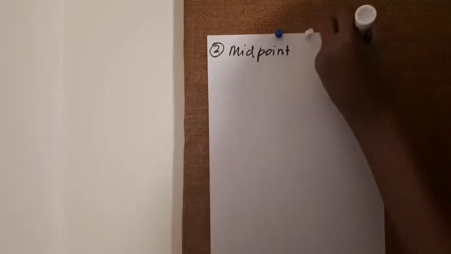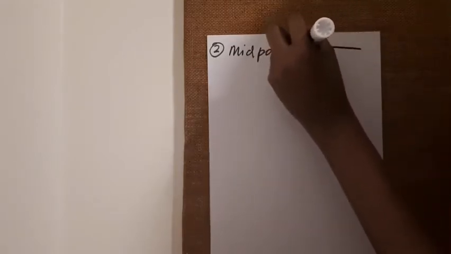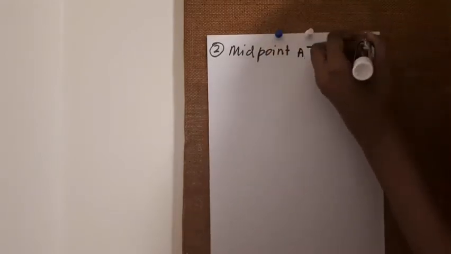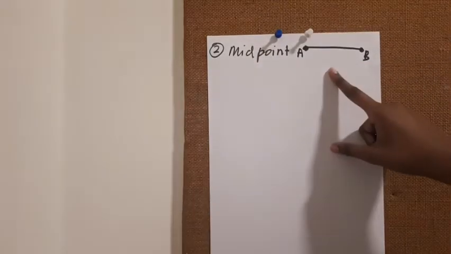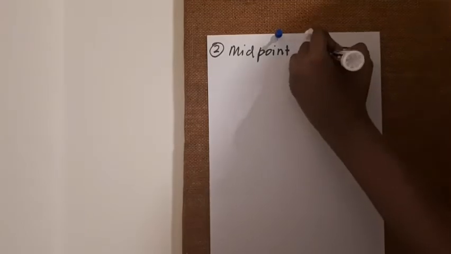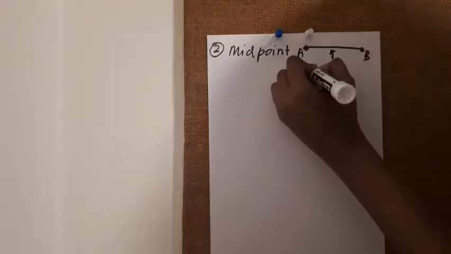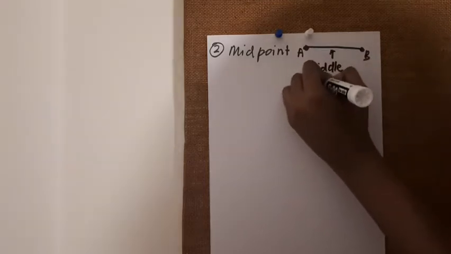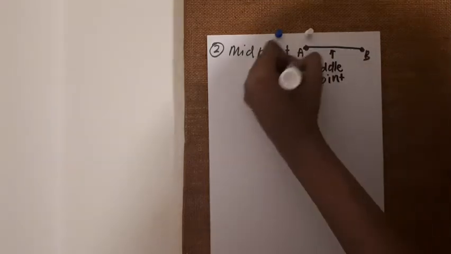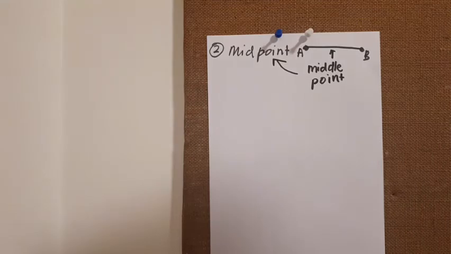What is midpoint? So we have a straight line, again A and B, and these two are 2 points. Midpoint is the point that is in the middle. Middle point is actually midpoint. The short form of middle point is midpoint.